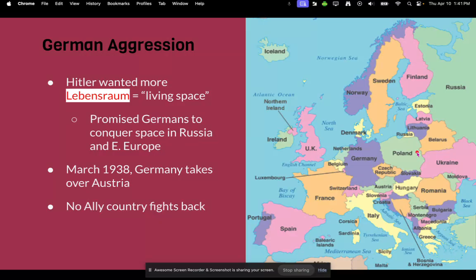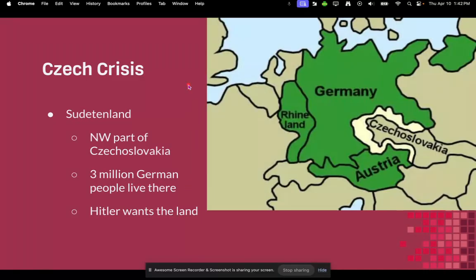And in March of 1938, Germany takes over Austria. But the problem is that no ally country like Great Britain or France fight back. None of them do. They just let Germany do it. Also, there's a Czech crisis. So the Sudetenland. The Sudetenland is this little area that surrounds kind of Germany and Czechoslovakia. So about 3 million Germans live in this little strip of land, and Hitler wanted that land and to absorb it into Germany.